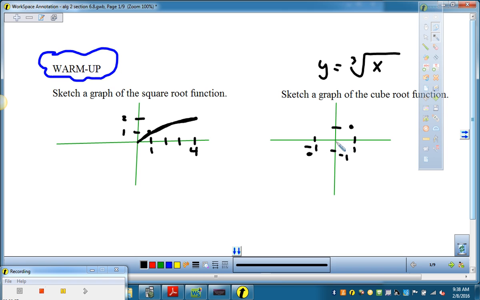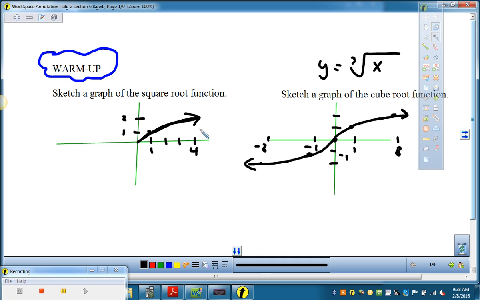What's the cube root of 0? 0. And then the next perfect cube that we have is what? 8. The cube root of 8 is 2. And the cube root of negative 8 is negative 2. So that's where this shape comes from. Okay, that wasn't too bad.